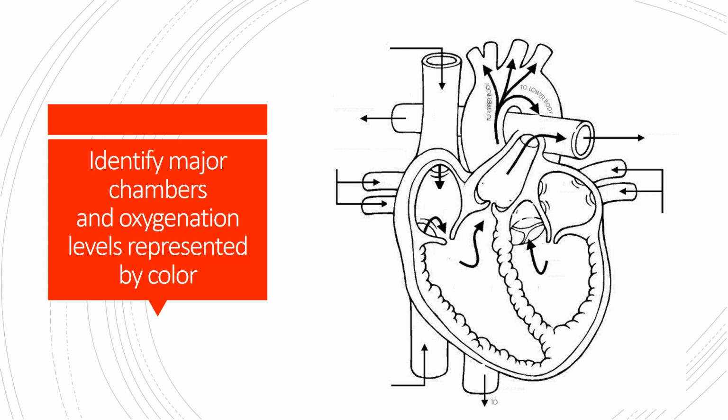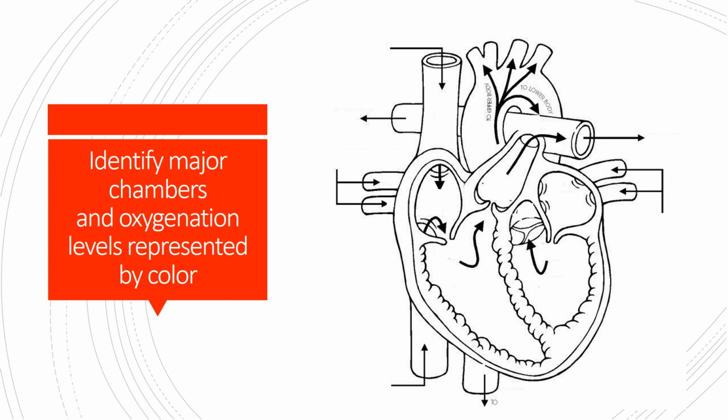So identifying those major chambers, let's also think about what type of blood would be there. Would it be oxygenated or would it be deoxygenated blood? There's several arrows on this diagram. Just bear with me as we go through them and start filling in the spaces that we have. But the arrows are going to give you an idea of where blood would go.